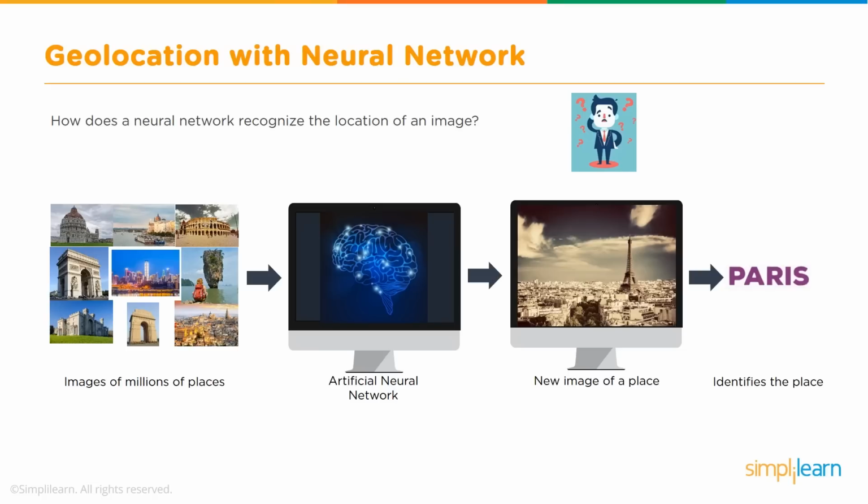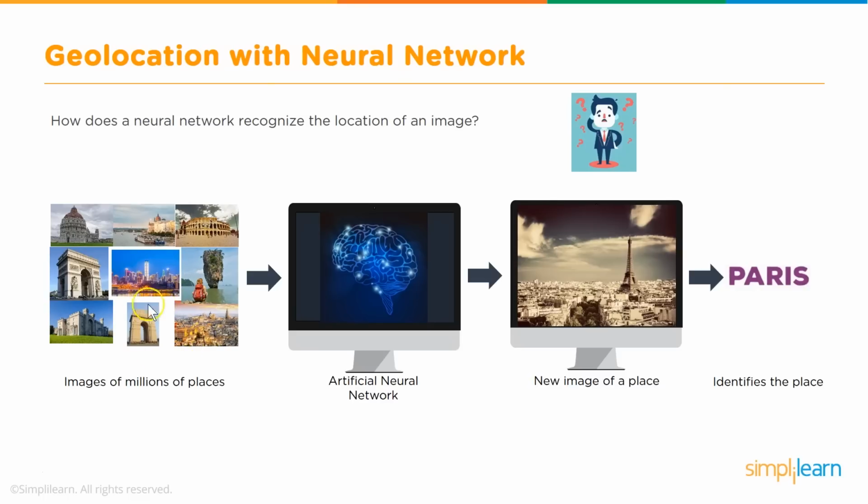Now, there are several applications of deep learning, really very interesting and innovative applications, and one of them is identifying the geographic location based on a picture. And how does this work? The way it works is we train an artificial neural network with millions of images which are tagged, their geolocation is tagged, and then when we feed a new picture, it will be able to identify the geolocation of this new image.